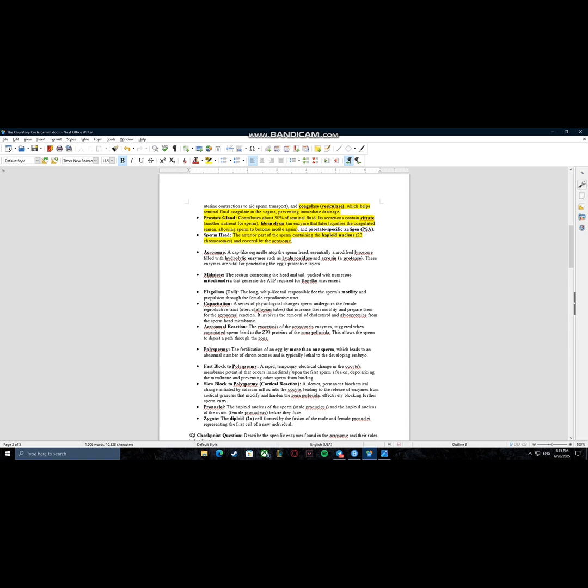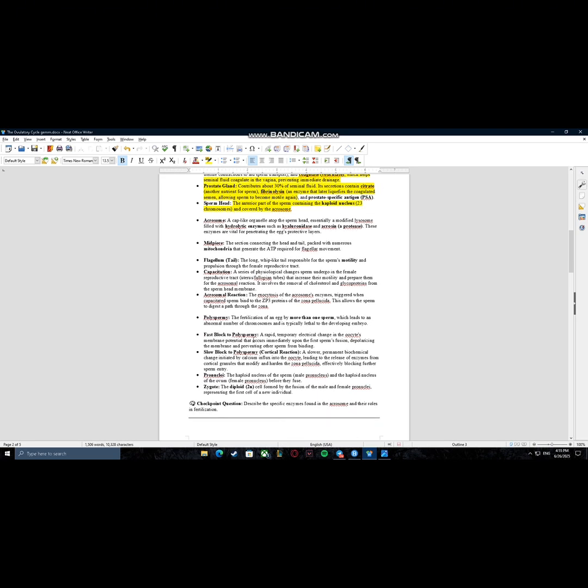Acrosomal reaction is a process after capacitation. It's the exocytosis of the acrosome's enzymes, triggered when a capacitated sperm binds to the ZP3 proteins of the zona pellucida. This allows the sperm to digest a path through the zona.